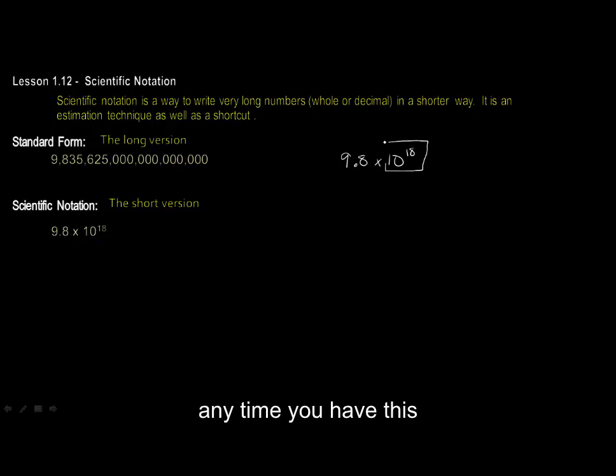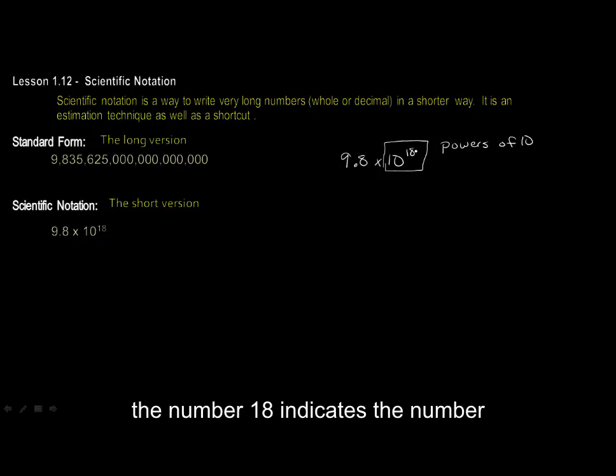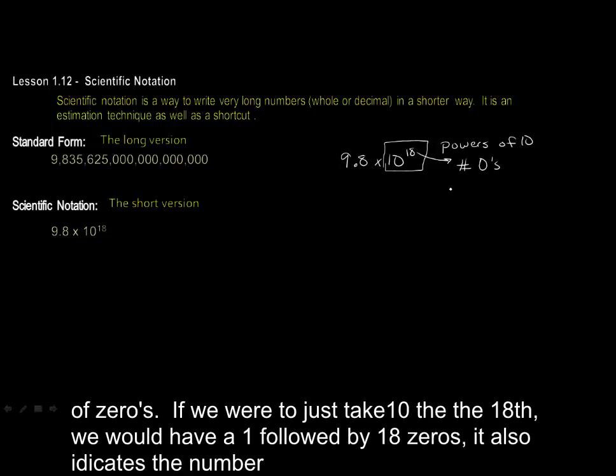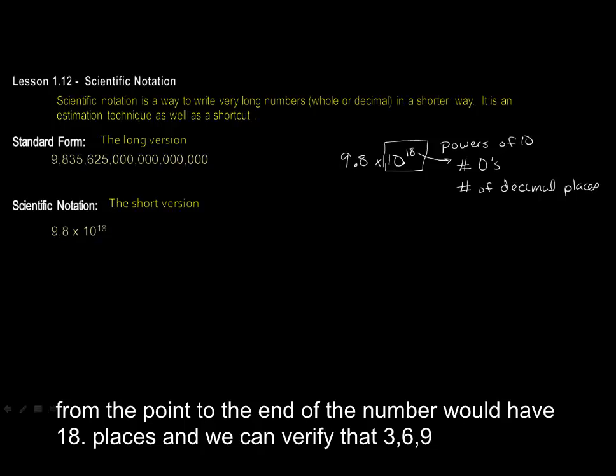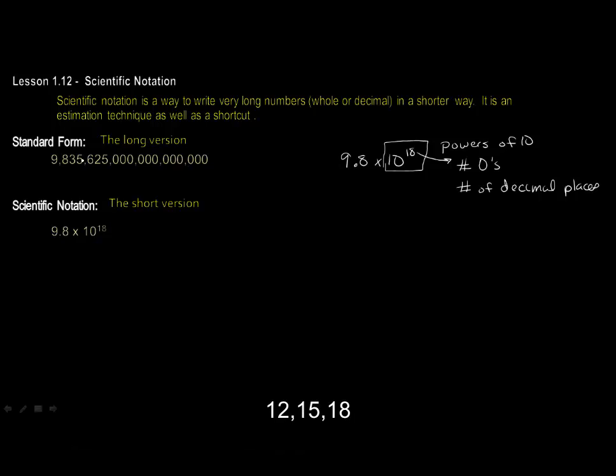Anytime you have this, these are powers of 10. The number 18 indicates the number of zeros. If we were to just take 10 to the 18th, we would have a 1 followed by 18 zeros. Or it also indicates the number of decimal places. So 9.8, when you multiply it out, from the point to the end of the number would have 18 decimal places, and we can verify that. 3, 6, 9, 12, 15, 18.